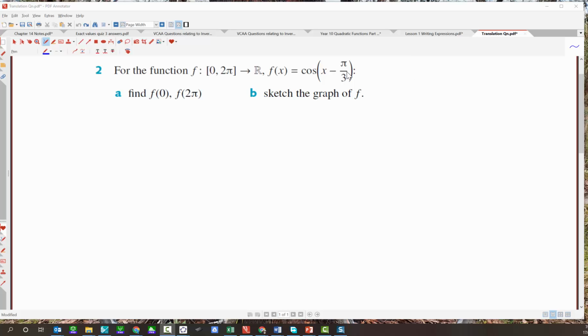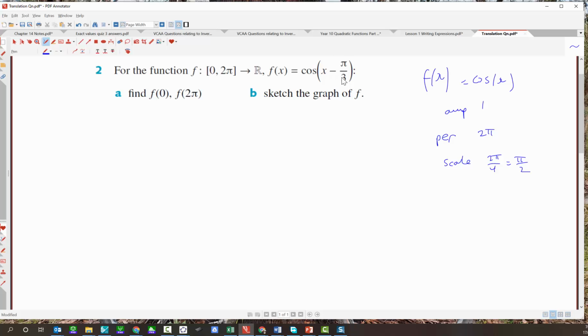For this sketch, what we're going to do is concentrate on sketching, first of all, f of x equals cosine x, then worry about the translation next. All right, so our amplitude is 1, our period is going to be 2 pi over any n value that sits out the front of the brackets, and there isn't one, so we're just going to say the period is 2 pi. The scale is going to be 2 pi on 4, which is pi on 2.